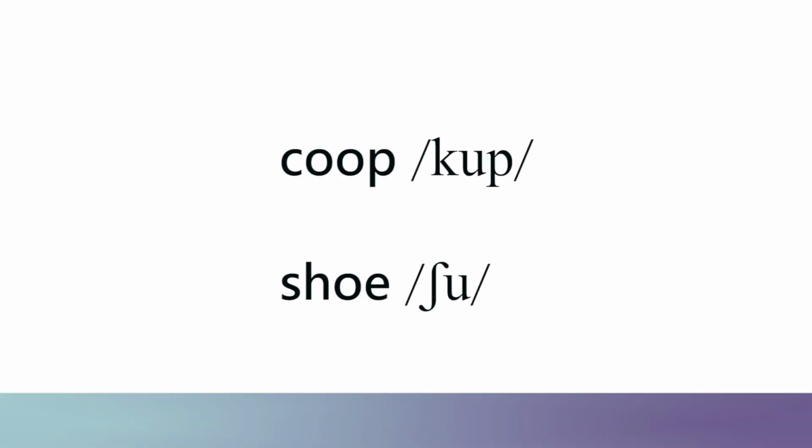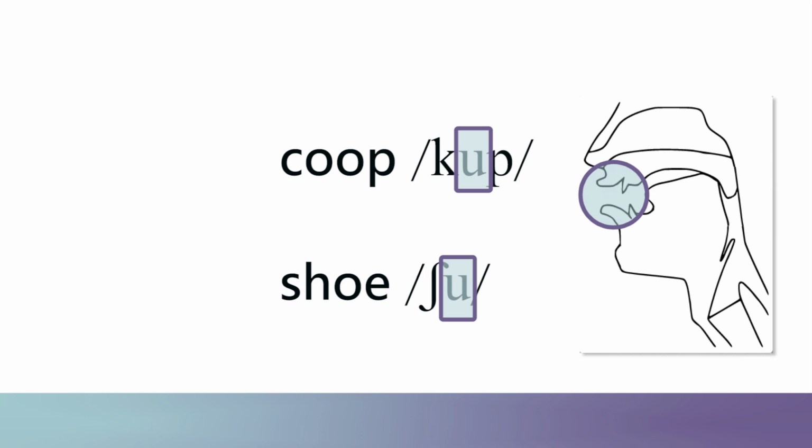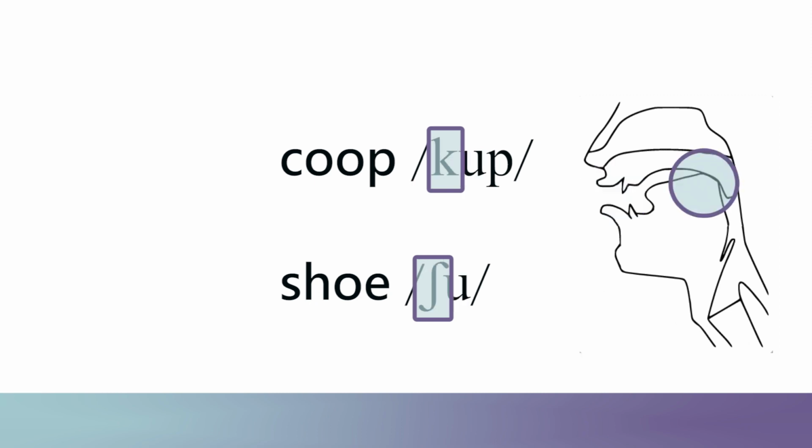If you have a word like coop or shoe, in which the first sound is ka and sha in these two words, but they are followed by the sound u, the vowel u. During the pronunciation of u, the lips are rounded. What happens here is that the rounding of the lips because of the following vowel, which is u, in a word like coop, results in a labialization feature on top of the previous sound, which is ka.